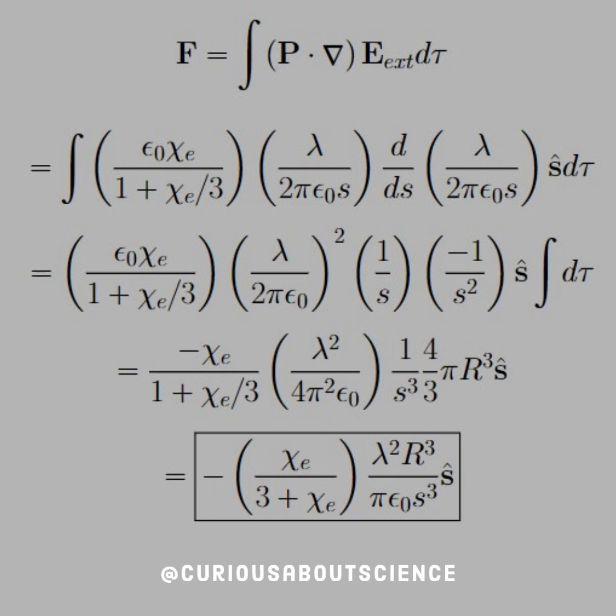This integral is of the object itself, which is a sphere. The volume of a sphere is 4/3 π r cubed. And then we just see a bunch of cancellations, but nothing too terrible. We're left with the force is equal to negative χ_e over 3 χ_e, which again we found earlier in the chapter, times λ squared r cubed over π ε₀ s cubed in the s hat direction. Pretty quick, pretty easy.